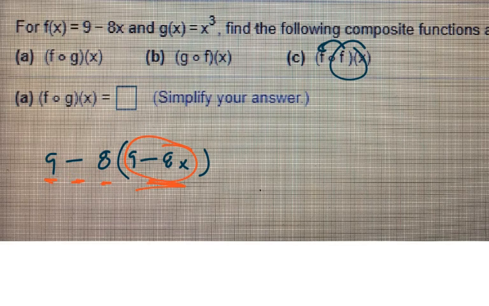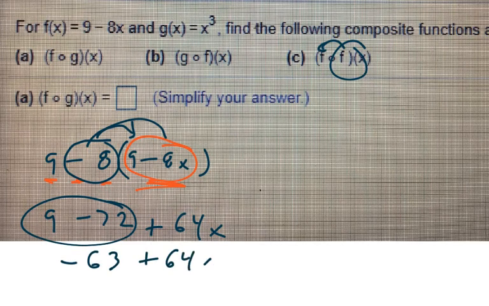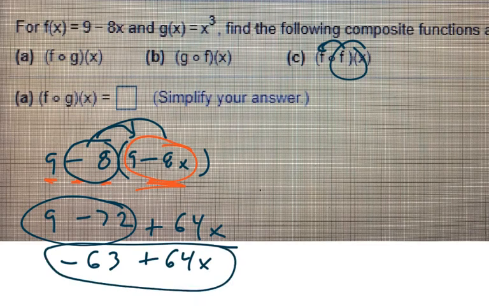Now this one we can clean up a little bit. We have 9. Let's distribute that minus with the 8. So minus 72 plus 64x. 9 minus 72 is negative 63 plus 64x. So this right here is f of f of x.